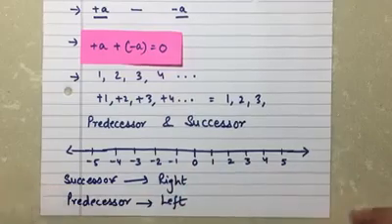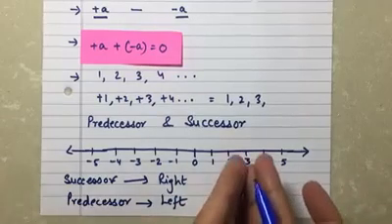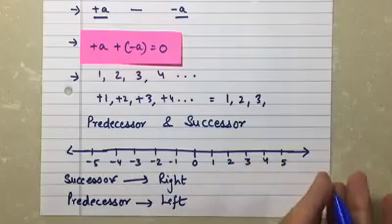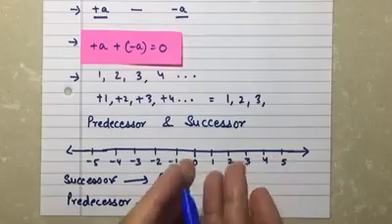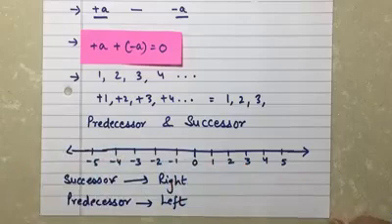So it's very simple for positive numbers. Like if I want to say a successor for 3 is going to be 4 and predecessor is going to be 2. But when we think of negative numbers, we tend to get confused. But you don't need to get confused.